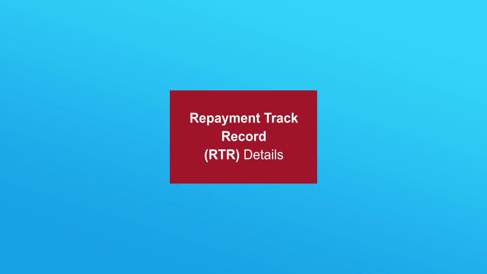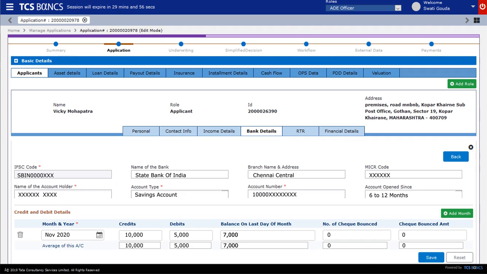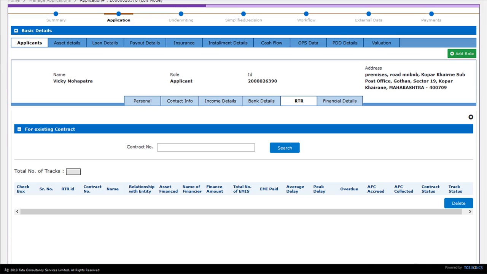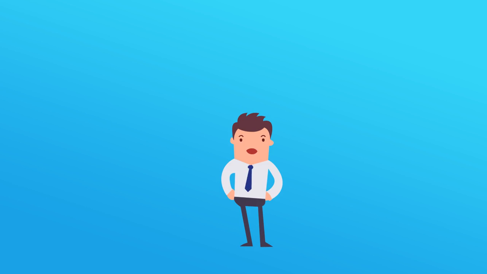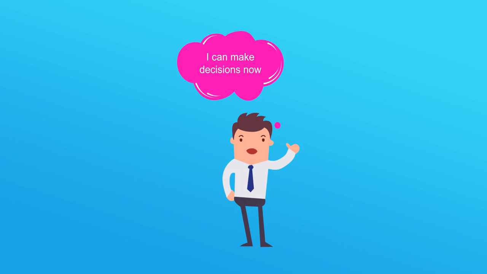Repayment Track Record (RTR) details. RTR details captures all the information related to repayment of EMIs, overdue EMIs, delay days, etc. that enables credit officer in decision making. This screen allows the user to enter repayment track record details.